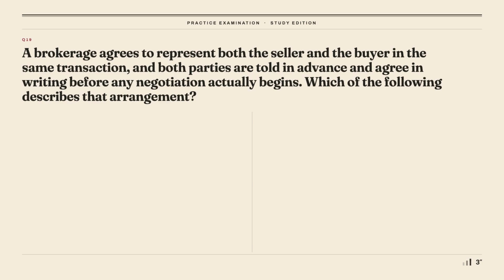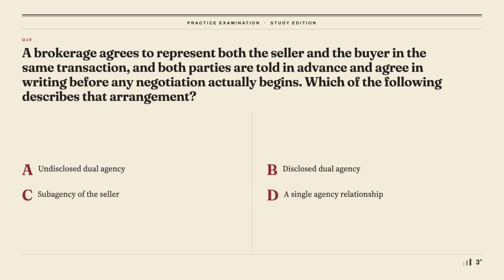Your options are A. Undisclosed dual agency. B. Disclosed dual agency. C. Subagency of the seller. D. A single agency relationship. Before I reveal it, which one do you think is right?